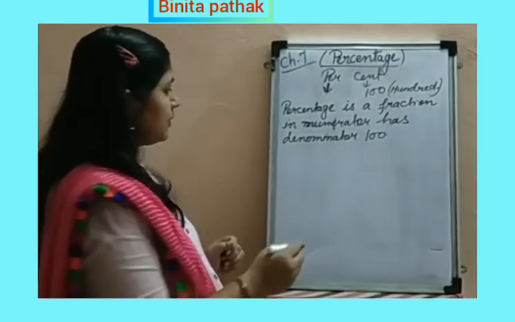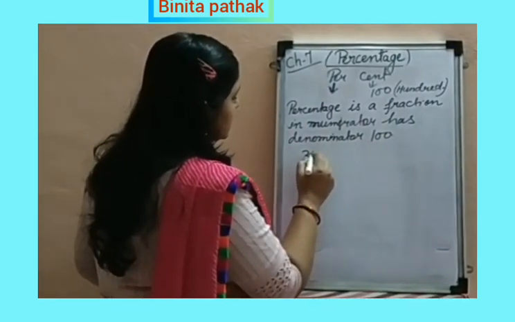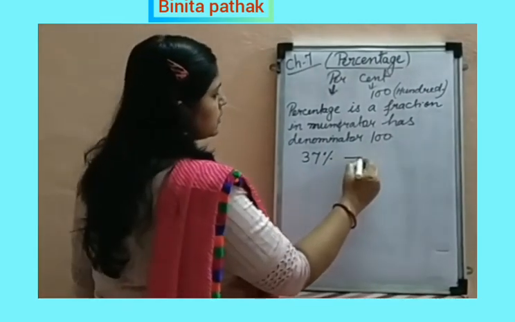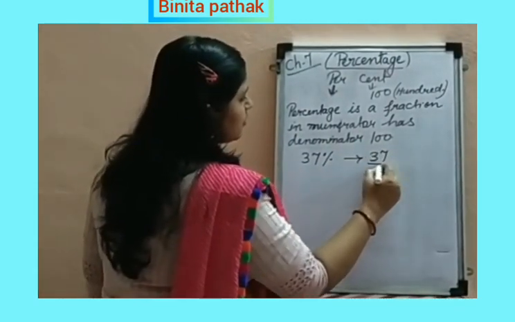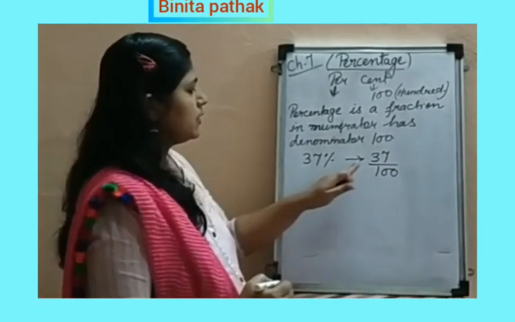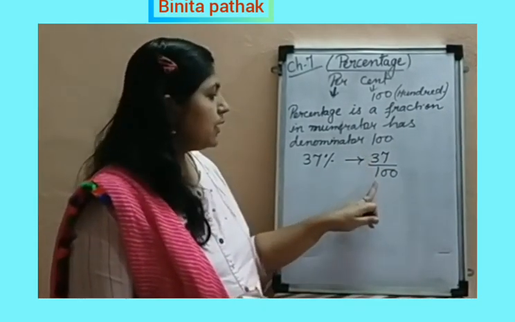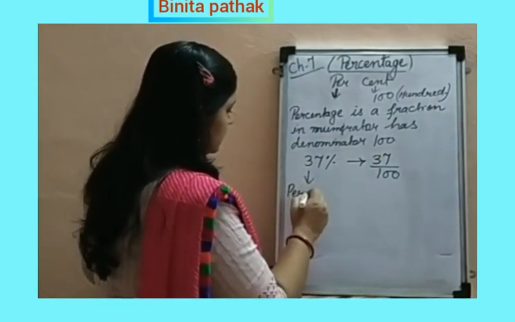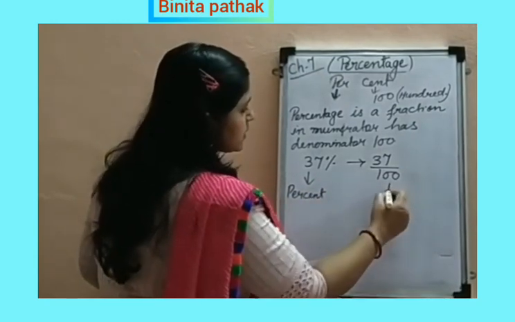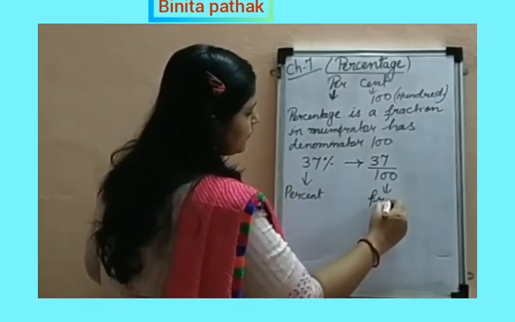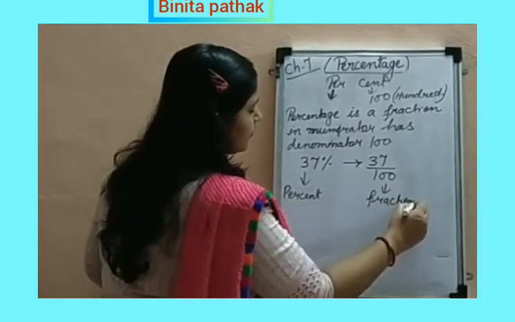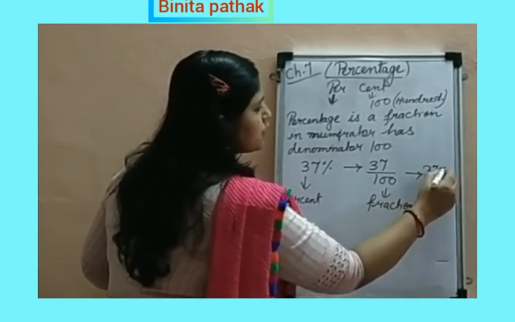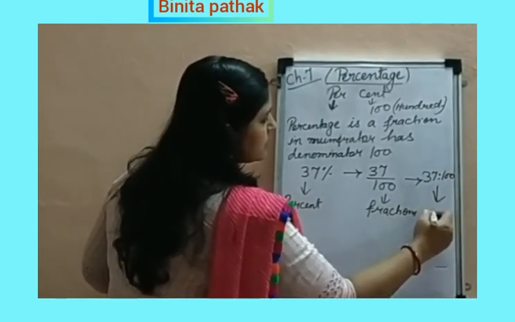So let's take an example. If the example is 37%, how can we write it? It is 37 upon 100. Numerator is 37 and 100 is denominator. This is called percent. This is called percent in fraction. We can also write it as 37 is to 100. That is a ratio.